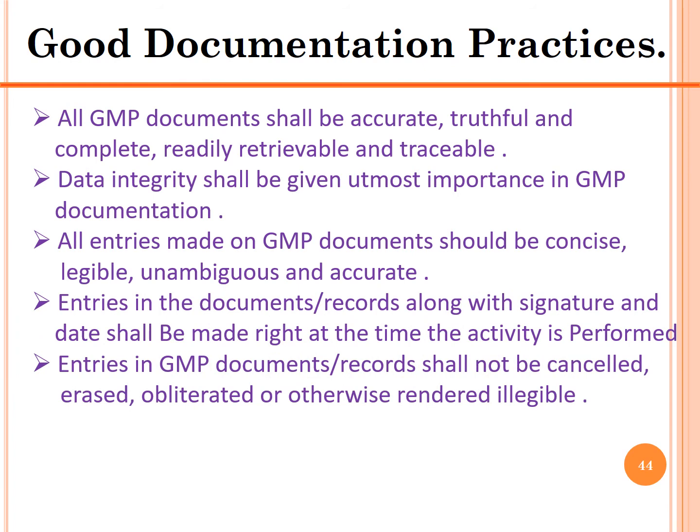Good documentation practices. All GMP documents shall be accurate, truthful and complete, readily retrievable and traceable. Data integrity shall be given utmost importance in GMP documentation. All entries made on GMP documents should be concise, legible, unambiguous and accurate. Entries in the documents and records, along with signature and date, shall be made right at the time the activity is performed. Entries in GMP documents and records shall not be cancelled, erased, obliterated or otherwise rendered illegible.